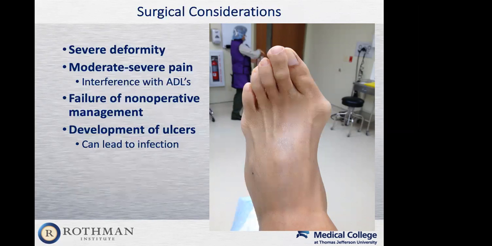So that would be D1, and I will tell you it's very rare to see a bunion that bad where they do develop ulcerations, but it can happen. That would be the one indication, or one of the few indications in my mind, to correct a painless bunion.